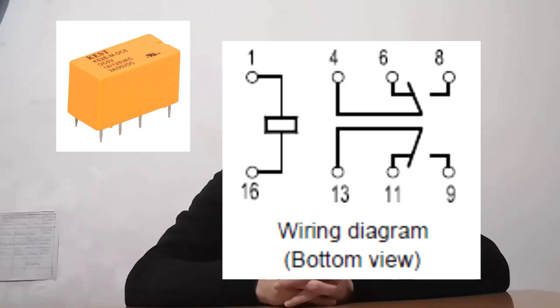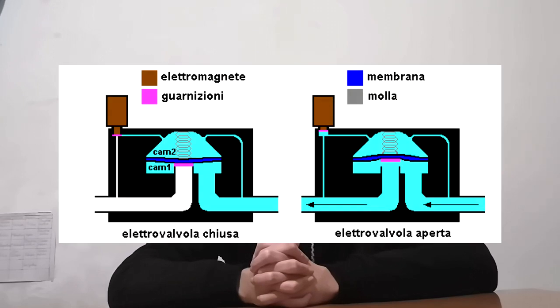Pin 1 is the ground pin and pin 16 is the power pin. When the relay is activated, it closes the solenoid valve, which in our case is simulated by a light bulb. A solenoid valve is used to close or open a passage of fluid in a circuit by means of an electric command. In our case, it closes the gas.